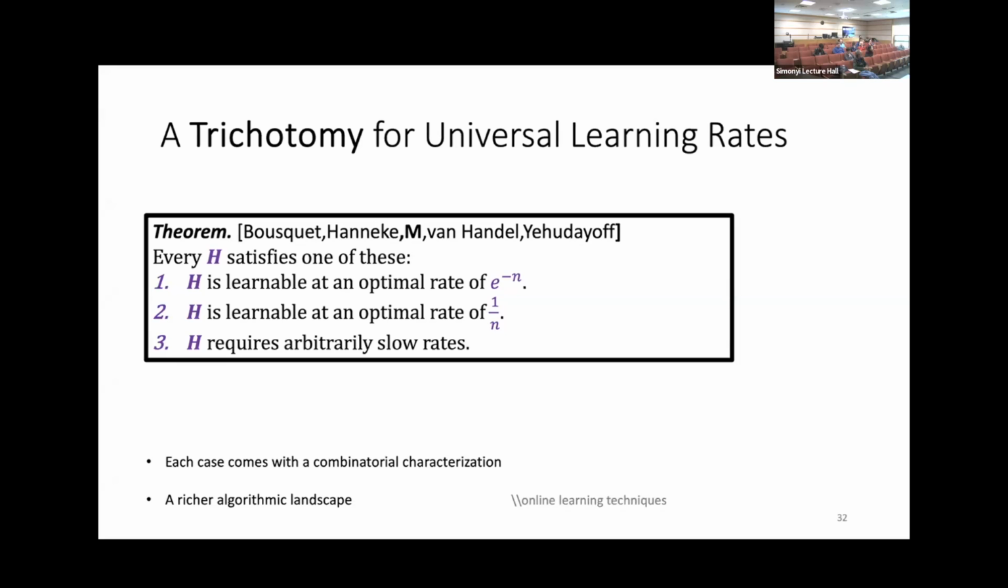If it's PAC learnable, then it has to be 1 or 2. Is that right? No, that's not true also. So if it's PAC learnable, then it's at most 2, right? Then it is learnable even at an exponential rate. So it's 1 or 2. But what I wanted to say is that there are classes that satisfy item 1 that are not PAC learnable.